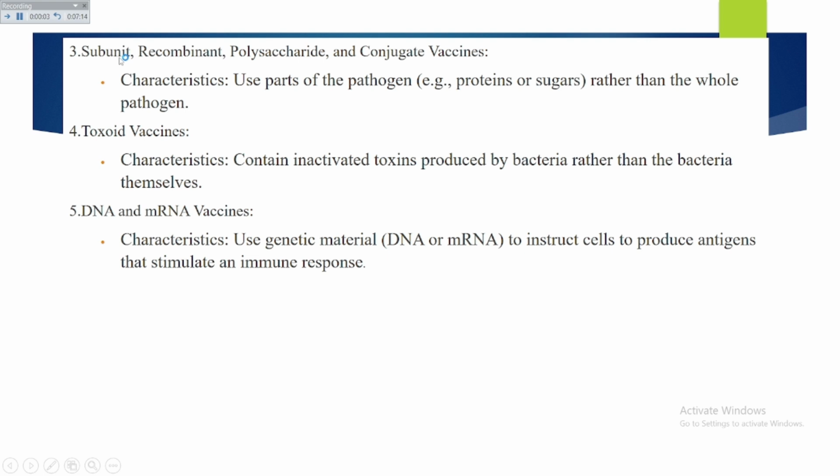For subunit vaccine or conjugate vaccine, its characteristic is that it uses parts of the pathogen, not a whole virus or whole bacteria, but some parts of it rather than the whole pathogen. Toxoid vaccine, its characteristic is that it contains inactivated toxins produced by bacteria rather than the bacteria themselves. DNA and messenger RNA vaccine, its characteristic is that it uses genetic material to instruct cells to produce antigens that stimulate an immune response. So this is an mRNA vaccine.